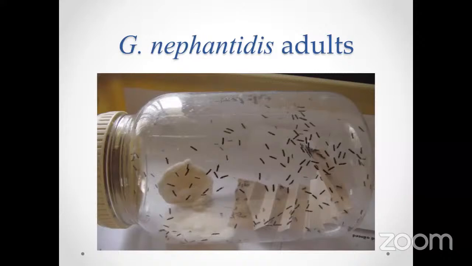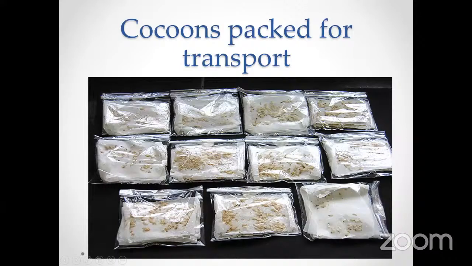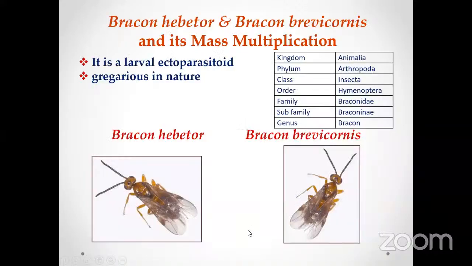So here you can see the Goniozus adults. You can observe the size difference between the male and female. Males are shorter and females are bigger. And this is the identification mark. And these are the pupae we use for transport. At this stage, if any farmer or scientist requires the culture, we will transport mostly in the pupal stage.